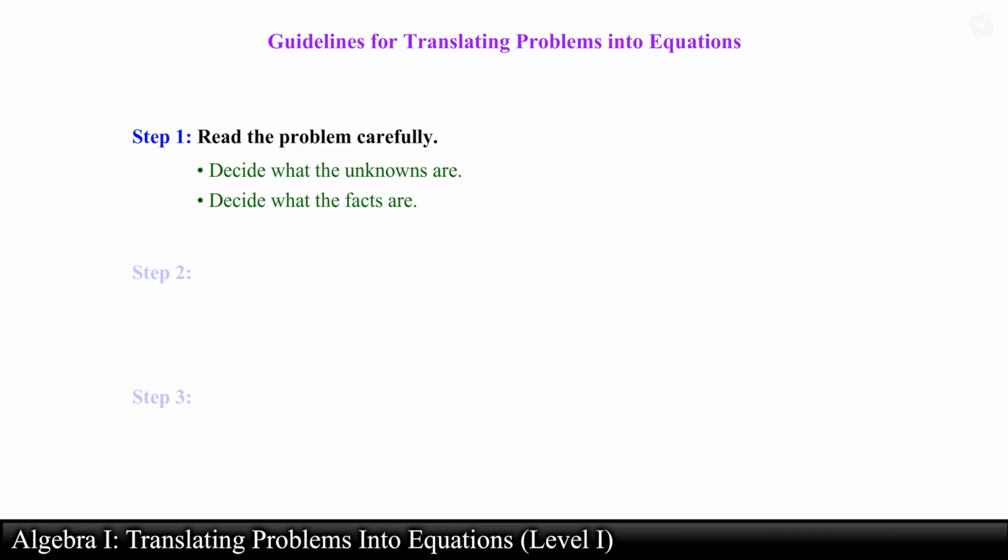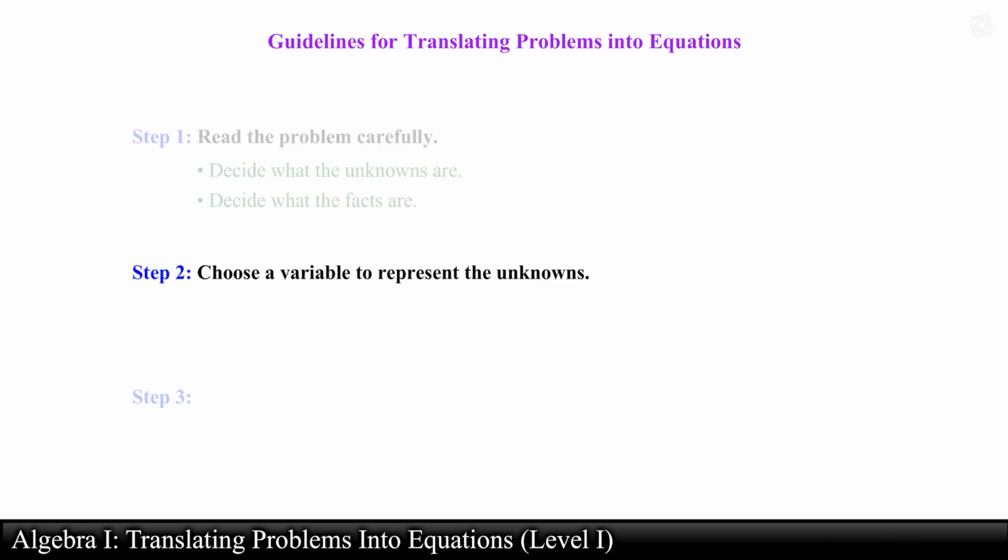Decide what the facts are. These facts are key in determining how you will relate the quantities with each other. Step 2. Choose a variable to represent the unknowns. Choose a variable for one unknown. Remember that you can choose any letter of the alphabet to represent this unknown.